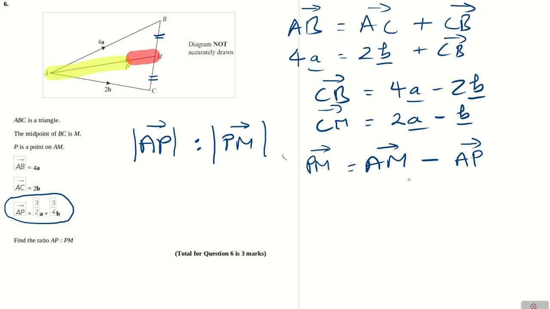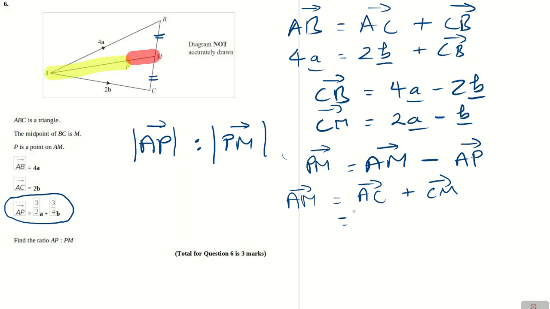So we now need to try and find the vector from A to M. And there's two ways we can do this. We can either go from A to B and then down from B to M, or we can go from A to C and up from C to M. I'm going to do it going along AC and then going up from C to M. So the vector AM equals the vector from A to C plus the vector going up from C to M. Okay.